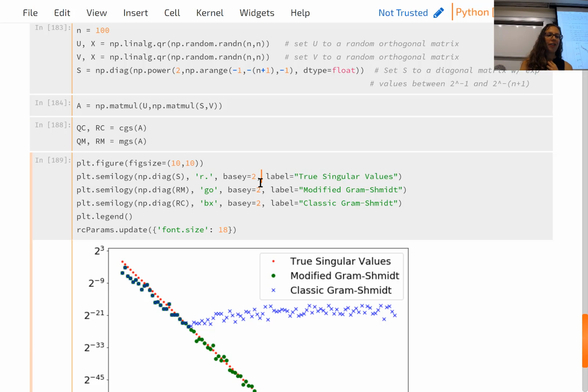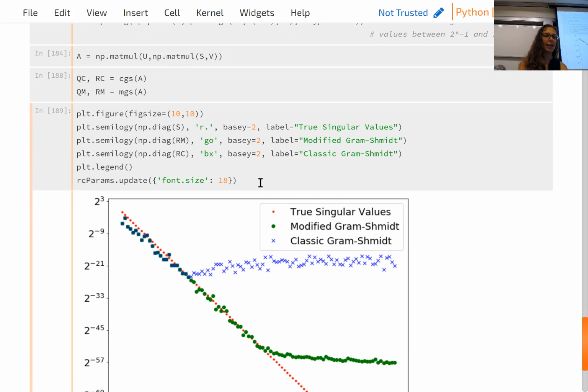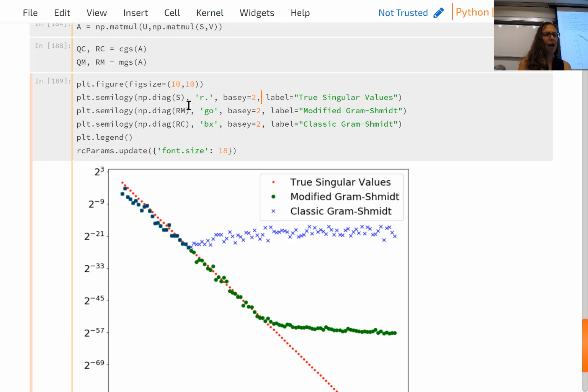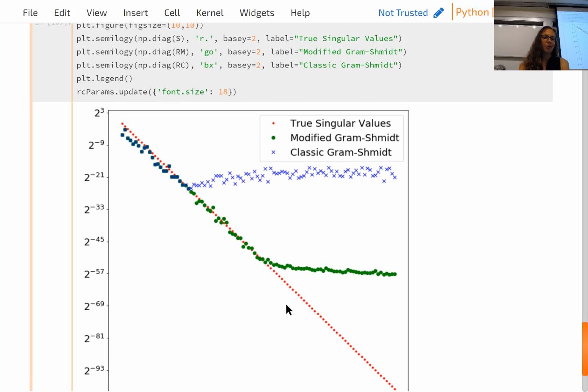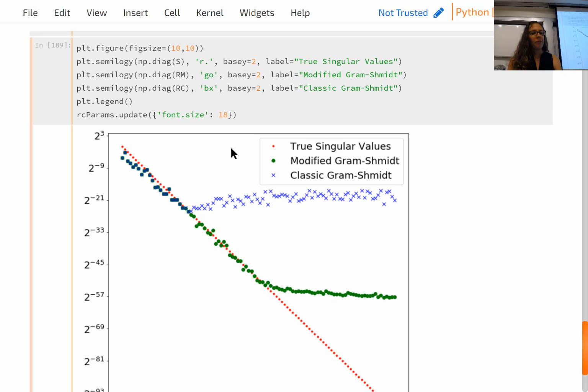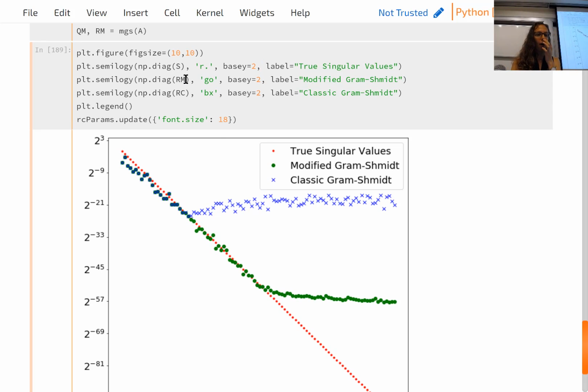So we can graph S, which is what we know the true singular values to be, and those are the red dots. Then we're graphing the diagonal of R and the diagonal of Rm, which is the modified Gram-Schmidt's R, and the classic Gram-Schmidt was the blue. First I'm going to ask you: why would we expect the diagonals to be similar to the singular values, or to be the singular values? The diagonal of R.